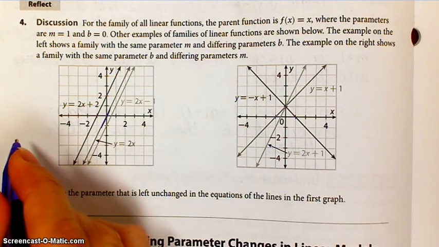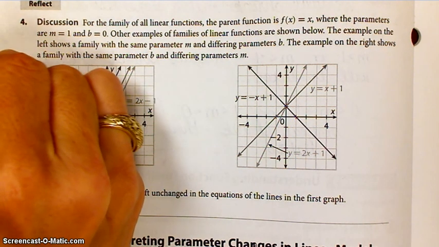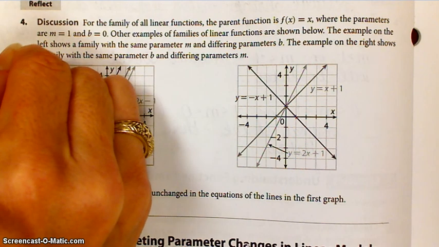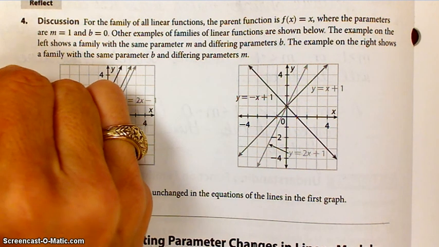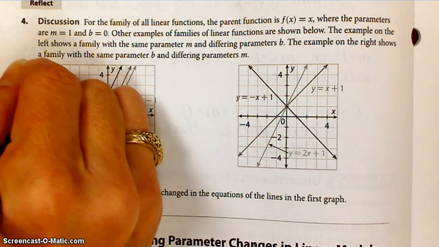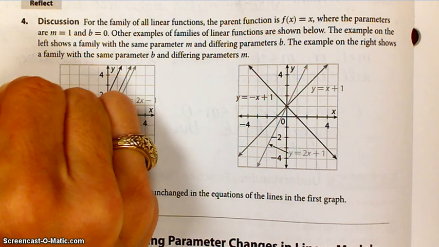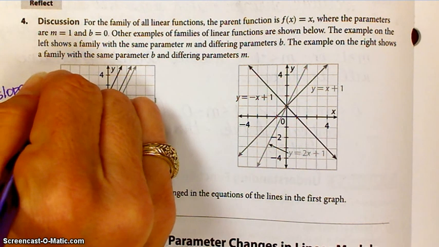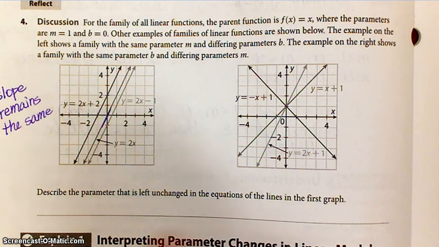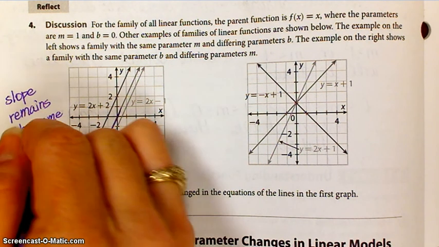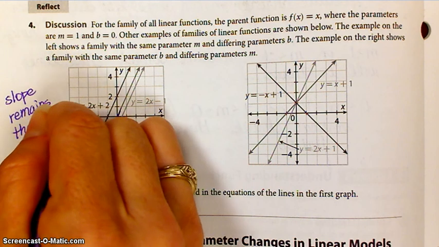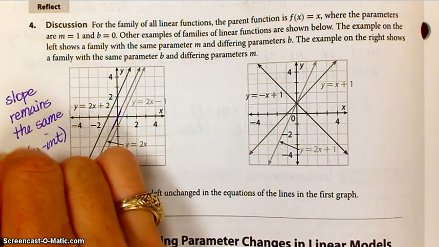Okay, for this one, slope is the parameter that remains the same. Okay, and the b, or the y-intercept, changes.